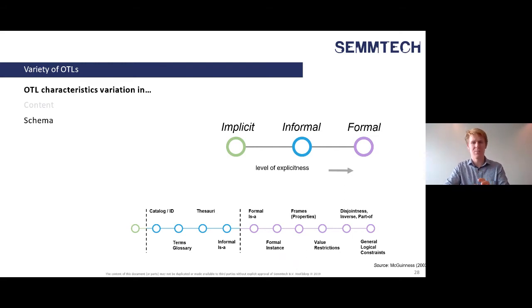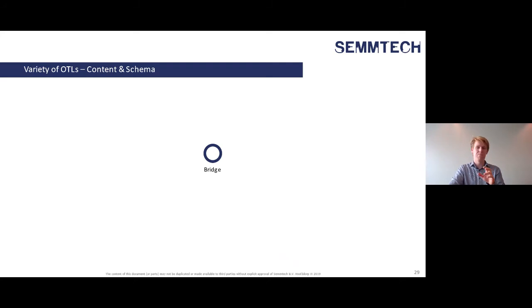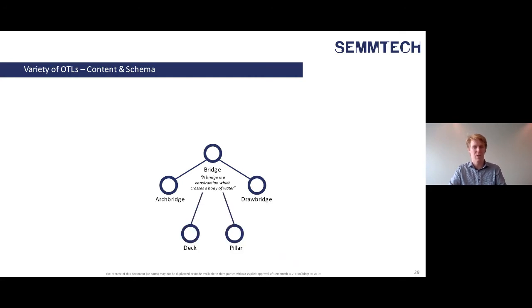So just to give a brief example of how this looks, so we have content in a schema. So let's start with a term, bridge. I can add a definition to it. So I make it slightly more formal, and I've added a different information type as well. I can then create 2 other types of physical objects, arch bridge and drawbridge, which are related to bridge in some way, as well as 2 other physical objects.